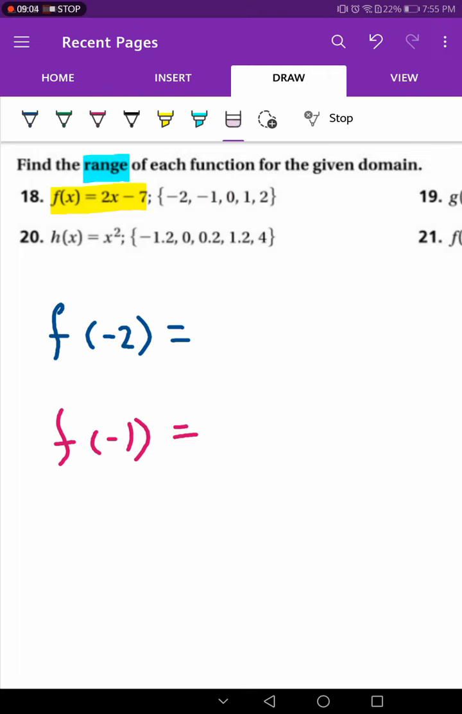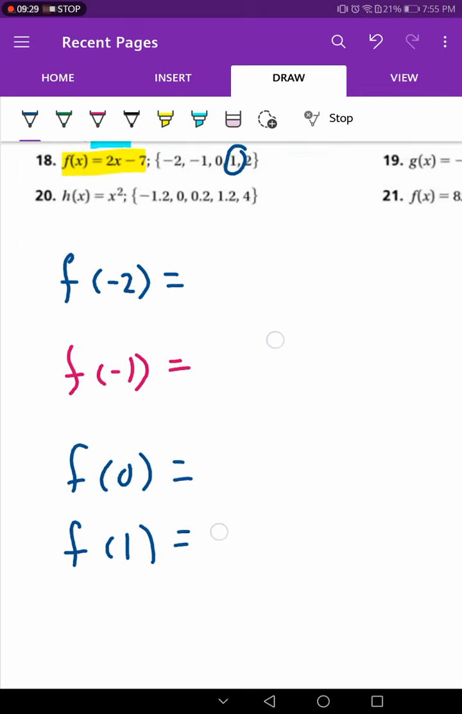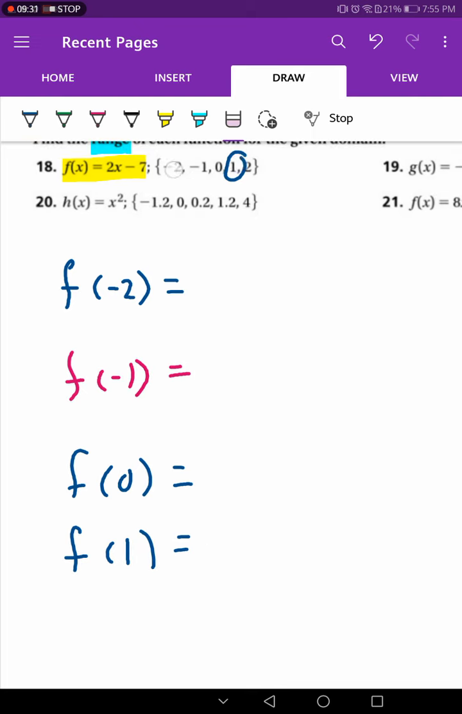Okay. After I'm finishing, from this, I will find the f of 0. When I finish, I will find the f of 1. When I finish, I will find the f of 2, as you see from here.